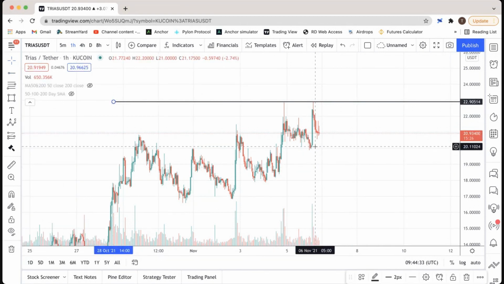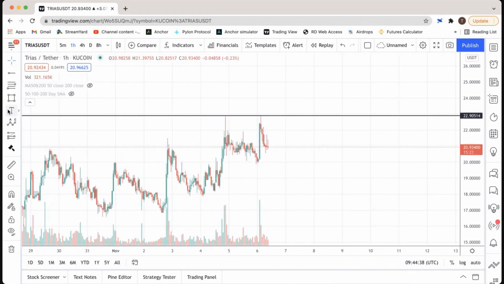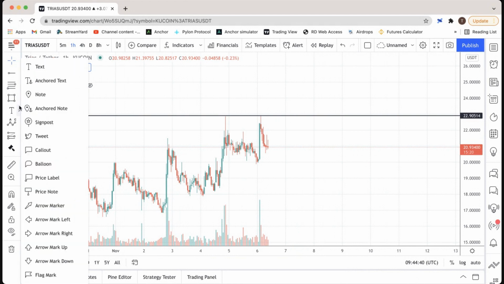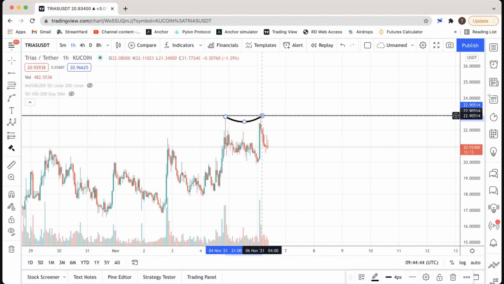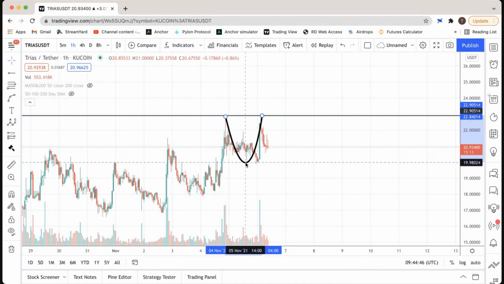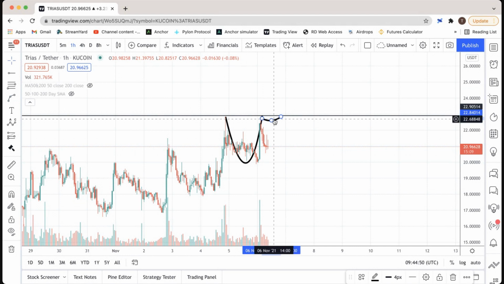However, I'm trying to figure out whether this could be a potential cup and handle playing out on the hourly chart. If we take our cup, we could have potentially just created a cup right here, and then a handle would be like this. Are we potentially creating a cup and handle? The only problem is that if this goes down any more, it would be invalidated, because the handle cannot come that far down for a cup and handle.